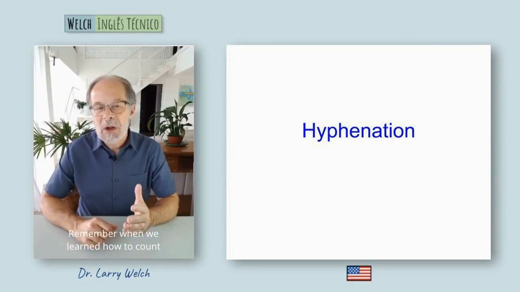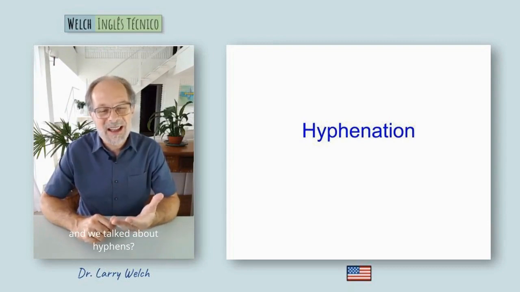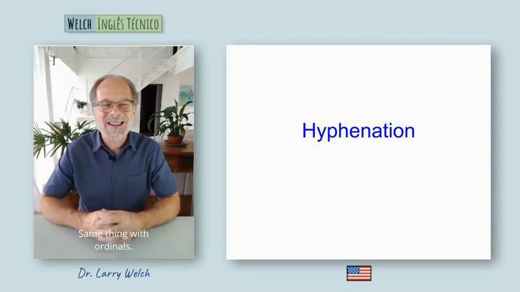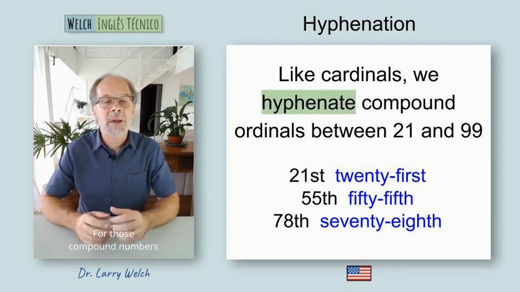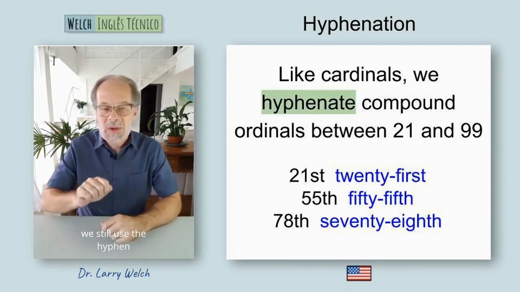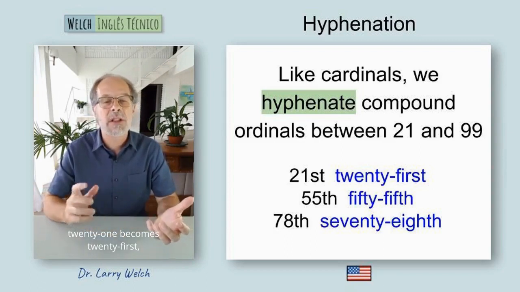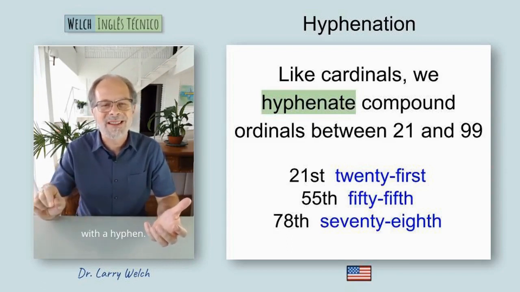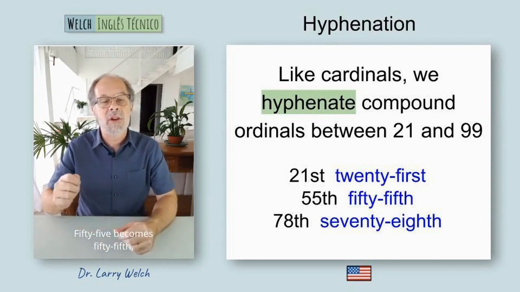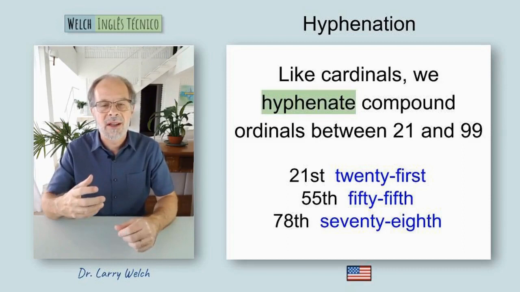Remember when we learned how to count and we talked about hyphens? Same thing with ordinals. For those compound numbers between 21 and 99, we still use the hyphen when we're using the ordinal number. So, for example, 21 becomes 21st with a hyphen. 55 becomes 55th with a hyphen. 78 becomes 78th with a hyphen.